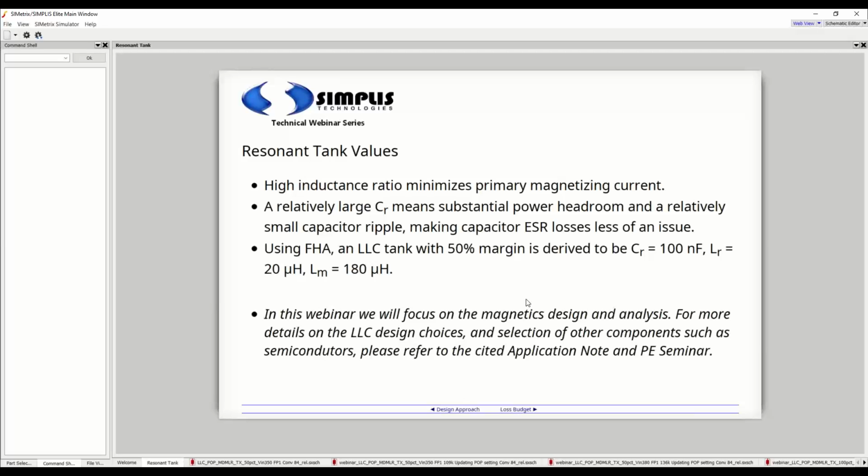If we talked about the LLC as a whole, from start to finish, this would take much longer than an hour. So for more details on the LLC design choices and the selection of other components like the semiconductors, please refer to the cited application note and PE seminar. And even if you don't have access to that APEC seminar, the application note is very detailed. So it can make a nice companion to this webinar if you really want to go through LLC design through and through.